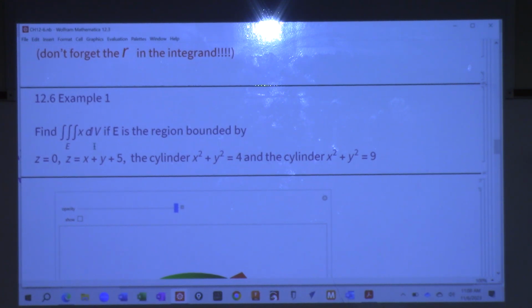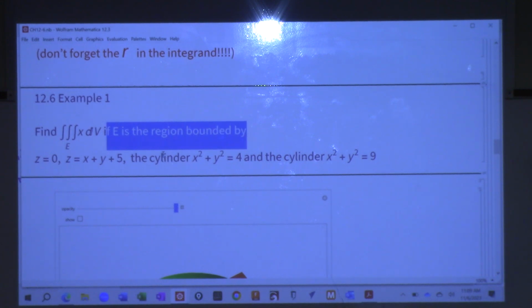Find the triple integral over the solid E, right, of the function we're integrating is very simple, x. With respect to what? With respect to volume, right? With respect to volume. So let's look at our region. E, the thing we're integrating over, the region we're integrating on is going to be z equals 0, right, which is the floor.